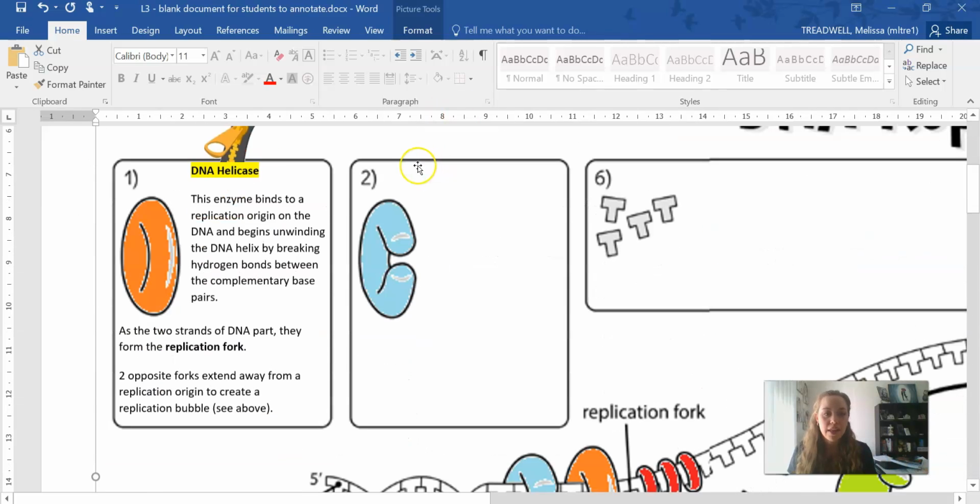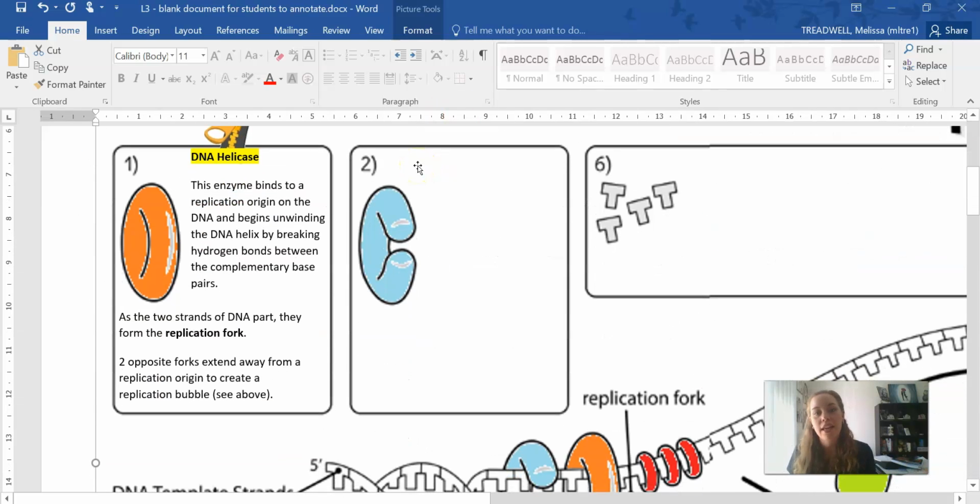So what is the job of helicase? It is to unwind that DNA helix by breaking the hydrogen bonds between the complementary base pairs. And in doing so, it creates a replication fork. So I'll get you to pause this video and copy that section onto your diagram.